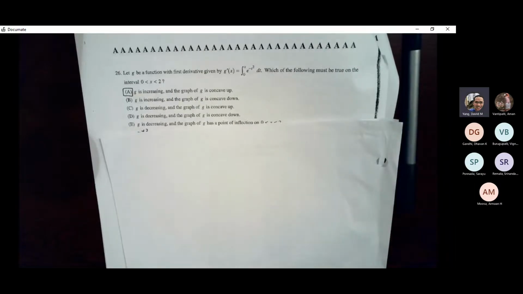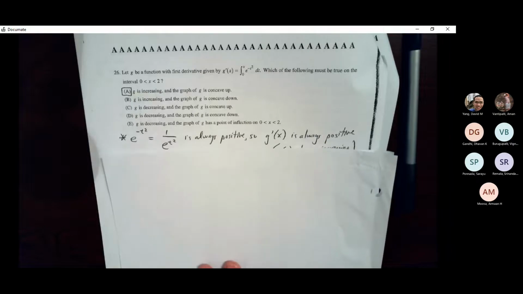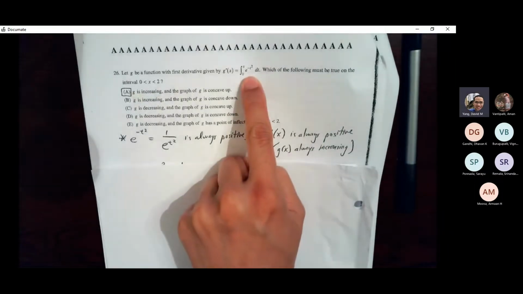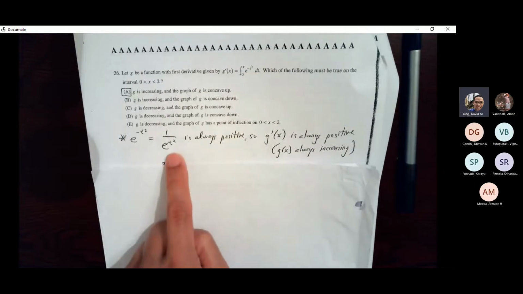Okay, let g be the function with first derivative g prime, which is the following, and which of the following is true on the interval from 0 to 2. So the derivative is already the integral from 0 to x of e to the negative t squared. Now, e to the negative t squared is 1 over e to the t squared.